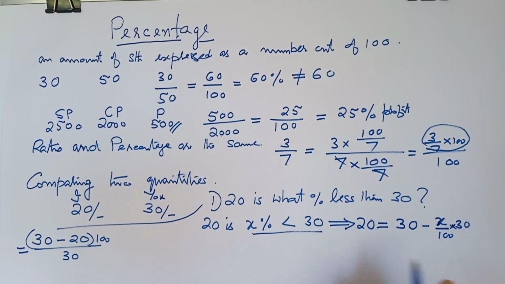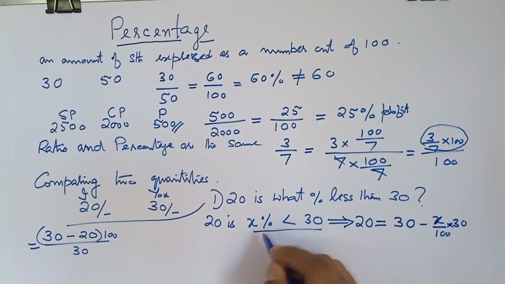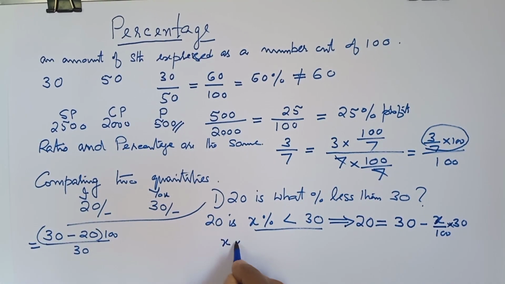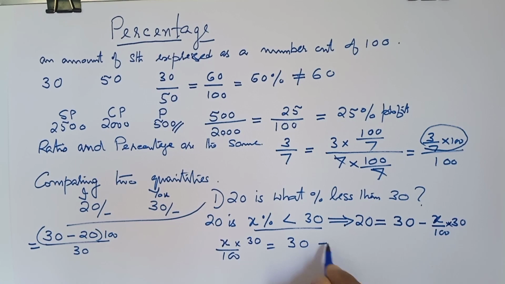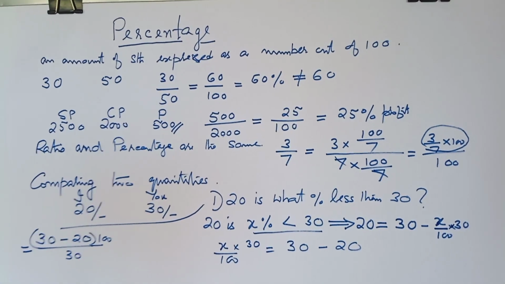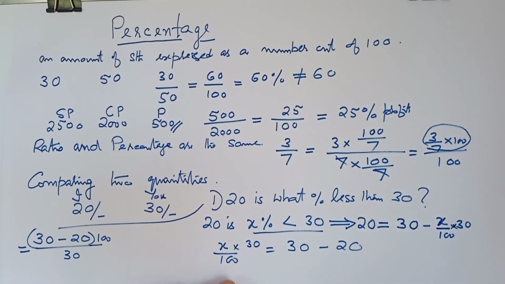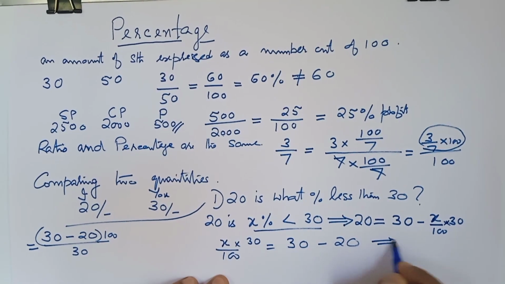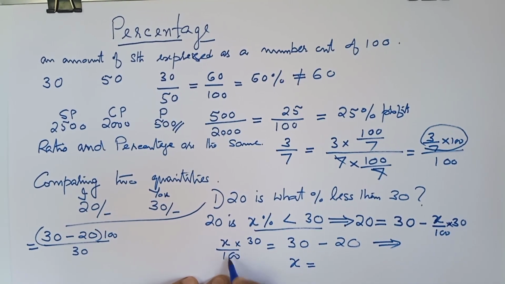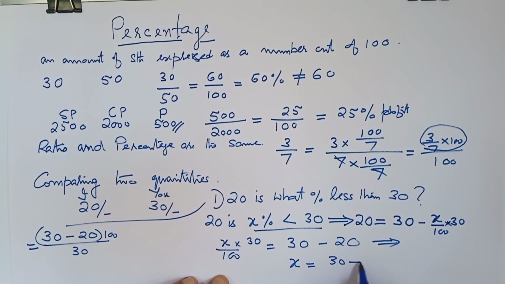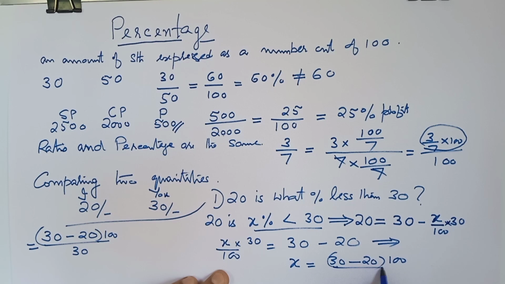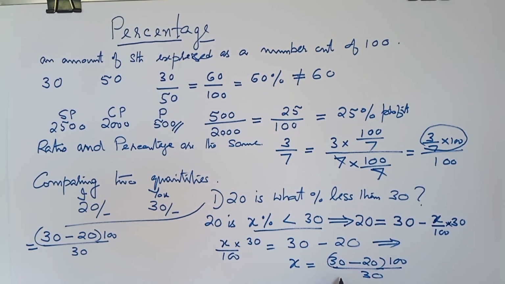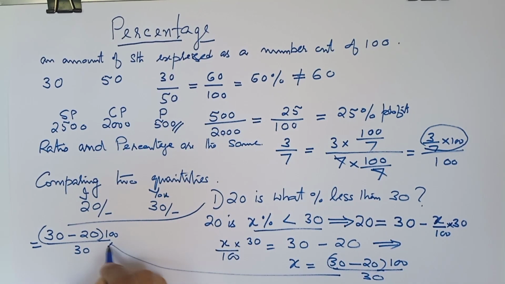Now you got a simple equation. How do you solve it? You take this to the left side. X into 30 by 100 equal to, take 20 to the other side. So you have this thing. Now this implies X is equal to, I'm not simplifying, there's a reason for that. 100 you take it to this side and 30 will come down. Now look at this. This is what I wrote here.